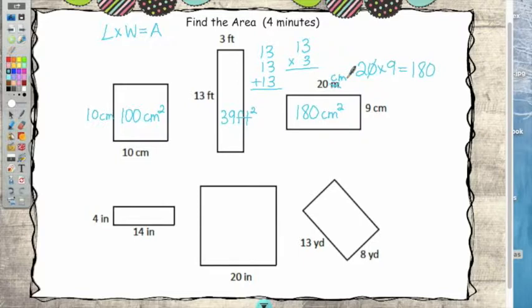Okay, 14 times 4. Think about that. Don't shout it out. So there's a couple ways to do it. You can visualize 4 14s, or you can visualize 14 times 4, or you might already know the answer. What's the answer? 56. 56 inches squared.